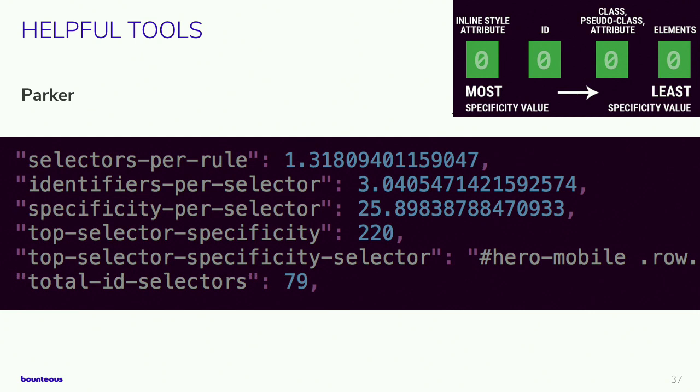Another thing, the total ID selectors, ideally is zero. Again, not always the case, but as we all know, you can only use one ID per page, so again, it's not very reusable. If I use an ID on a button and there's four buttons on the page, that's not valid. So again, it's a good indicator of how many IDs you have specified.